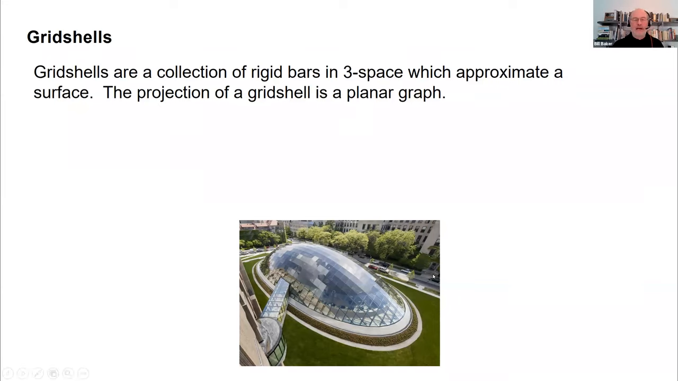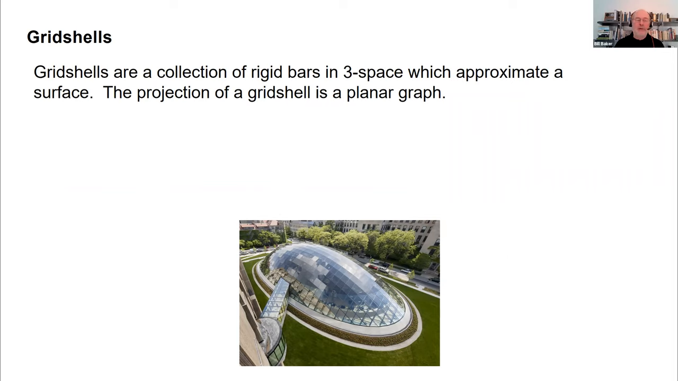Here's a really nice one. It's not one of mine. This was done by the engineer Werner Sobek and Helmut Jahn at the University of Chicago. It's over the library. If you look past the glass, you can see a bunch of bars that go around each of the faces. A grid shell is a collection of rigid bars in three space which approximates a surface. The projection of a grid shell is a planar graph. So if you took this grid shell and projected it down onto the XY plane, you have a two-dimensional graph. And that's what we're going to talk about today.